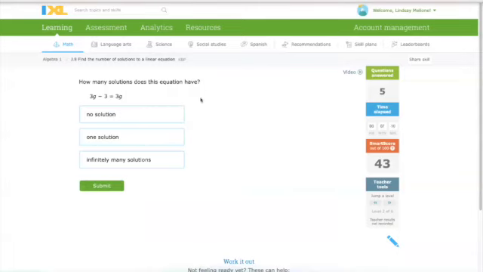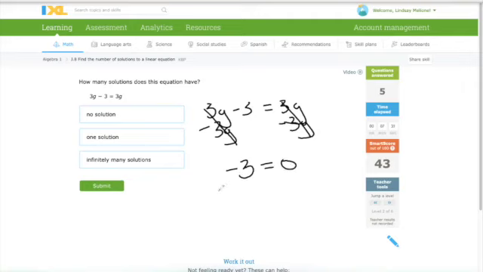Let's clear this and go to the next one. How many solutions does it have? So this one is not going to be infinitely many solutions because the left is different from the right. But notice if I write 3g minus 3 equals 3g. I would subtract 3g from both sides to combine them, and they would both cancel out, leaving me with -3 on one side and 0 on the other side. They do not equal each other, so this would be an example of no solution.